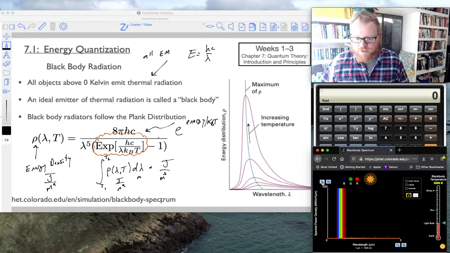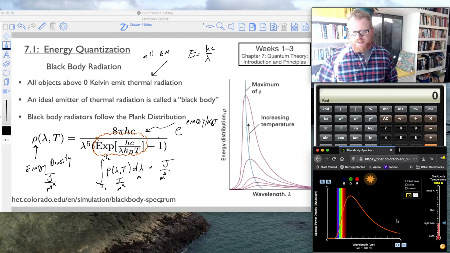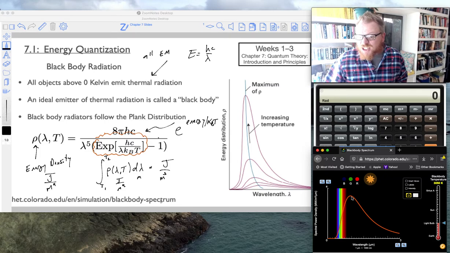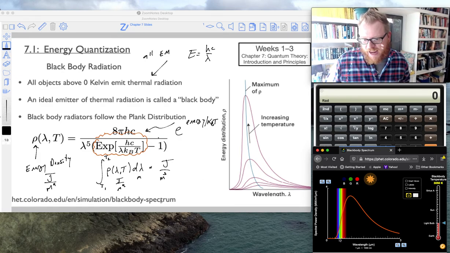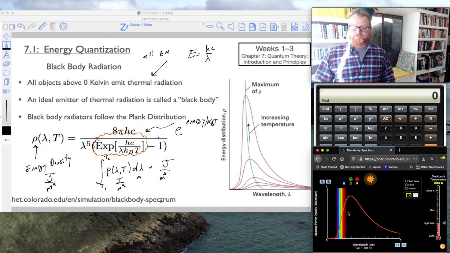And I can zoom in on this scale here. So you can see this light bulb, this 3,000 Kelvin, is actually kind of peaking out into the infrared, but it appears kind of orange because the tail end of this distribution is into the blue and green. Most of the distribution is into the red end of the spectrum.